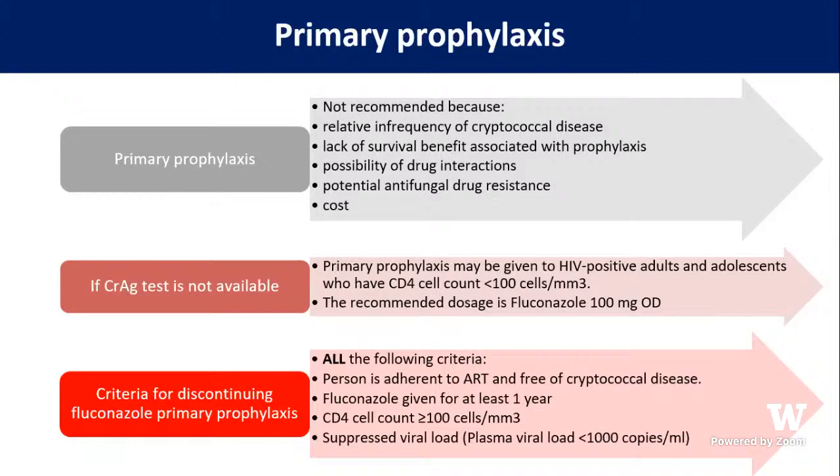And when do you discontinue preemptive treatment or primary prophylaxis? You discontinue it after it has been given for at least 1 year, the CD4 count is more than 100 cells per millimeter cube, and the patient has a suppressed viral load, that is, plasma viral load is less than 1000 copies. So the patient is adherent to ART, free of cryptococcal disease, fluconazole has been given for at least a year, CD4 count is more than or equal to 100, and the patient is virologically suppressed. All these criteria have to be met, not one. All of them have to be met. Only then you will discontinue fluconazole primary prophylaxis.